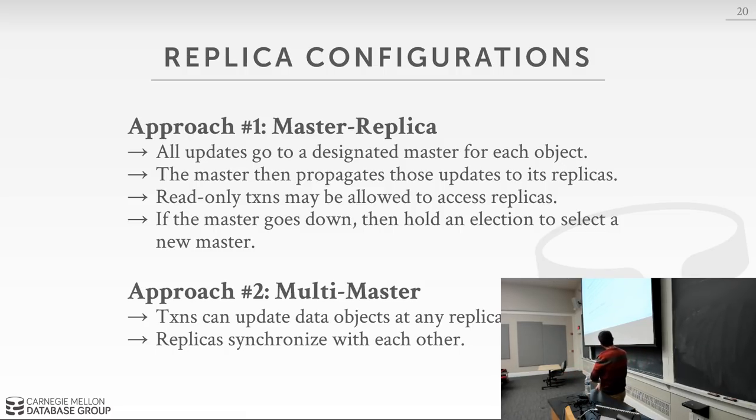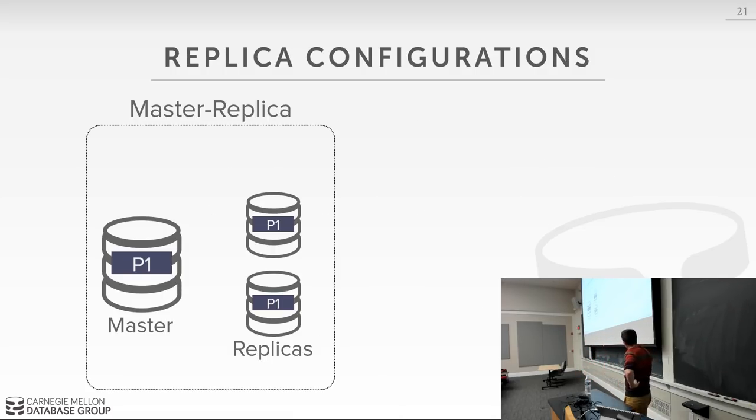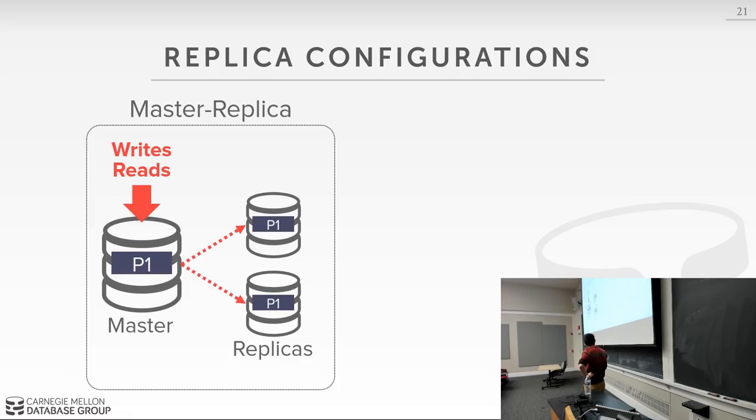Multi-master is where we have the object replicated in different locations, and transactions can update them in any one location. And then underneath the covers, the replicas are responsible for synchronizing the changes with each other as needed. So let's look at these visually. In the first one, master replica, we have one partition P1 on the master and it's replicated on the two replicas. All writes, but some reads, go to the master node. And then in the background, it propagates the updates to the replicas.